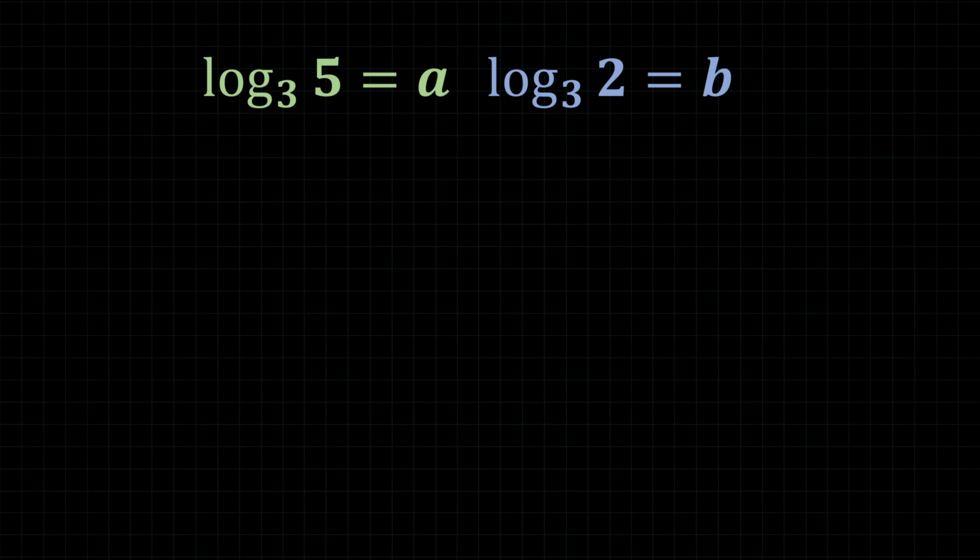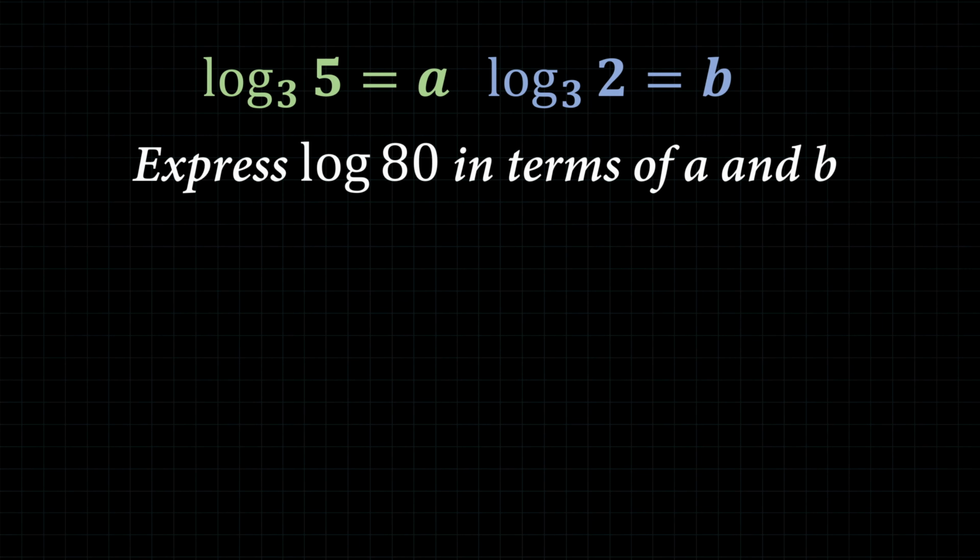Another situation where we need to use a change of base rule is for questions like this. Suppose they say that log base 3 of 5 is A and log base 3 of 2 is B, but we want to express log 80 in terms of A and B. Right off the bat, we have a problem. Log 80 has a base of 10, but the logs in the question all have bases of 3. There are completely different wavelengths here. So it's up to us to change the log 80 into a log with a base of 3. And to do that, we can do log base 3 of 80 over log base 3 of 10.